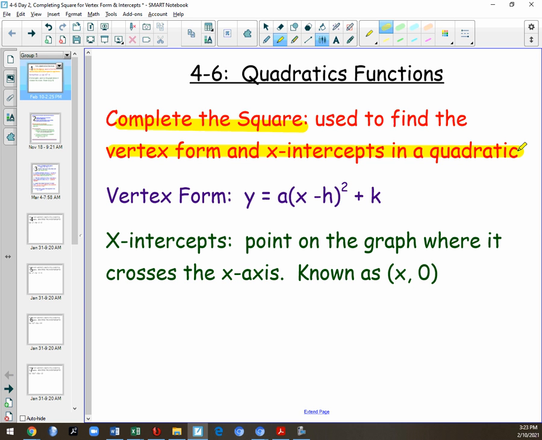Vertex form is y equals a times (x minus h) quantity squared plus k. That is the form that your brain knows and understands: up, down, left, right, stretch, compress, reflect. The x-intercepts are the points on the graph where it crosses the x-axis. If it's crossing the x-axis, then it's at the point (x, 0).